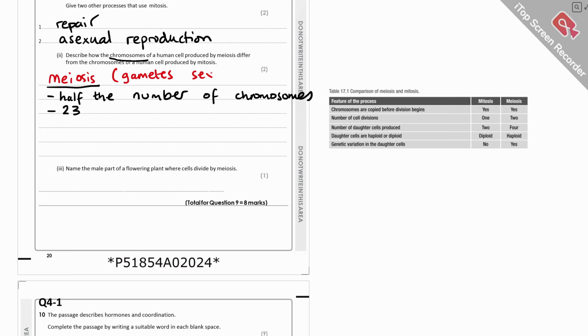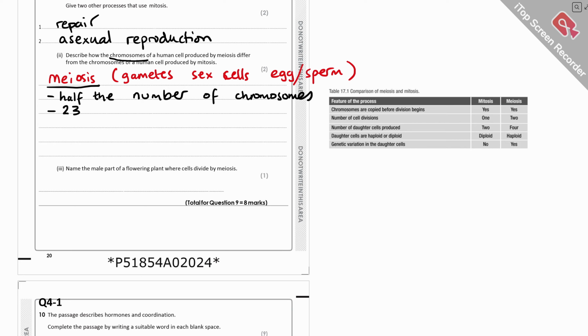These are what you call sex cells. Yeah, okay, sex cells is the egg and the sperm. So half the number of chromosomes, 23.